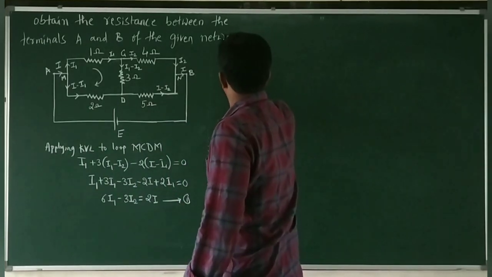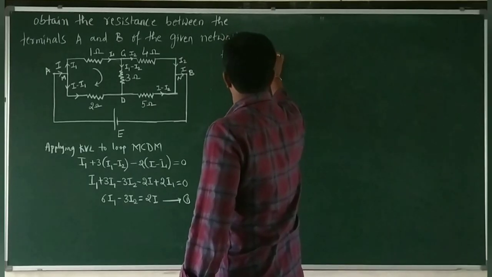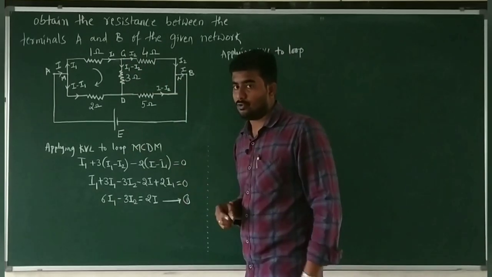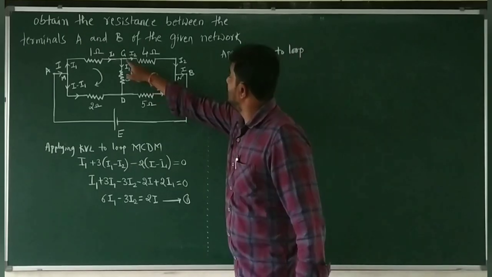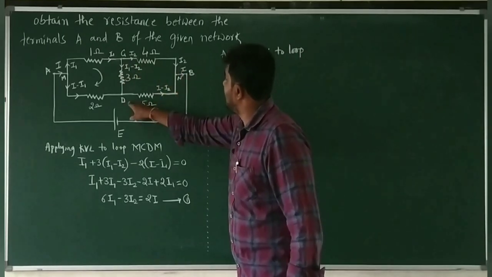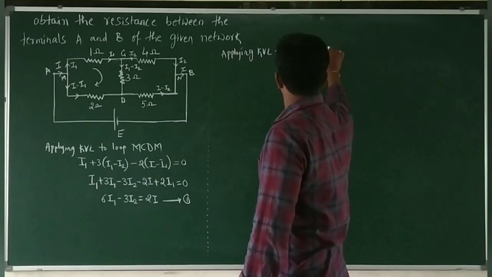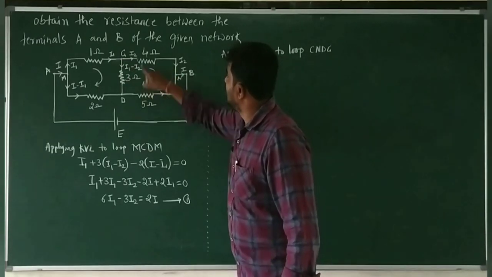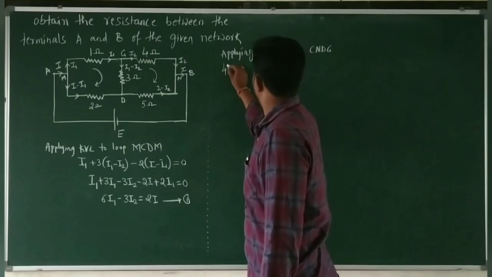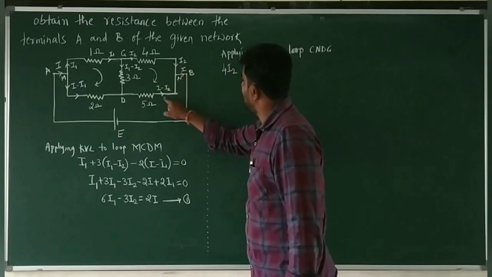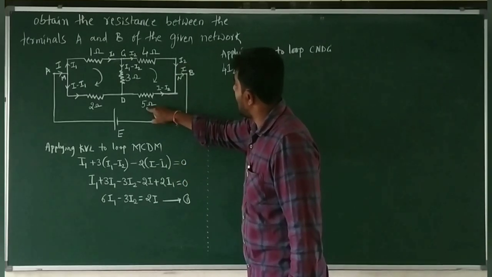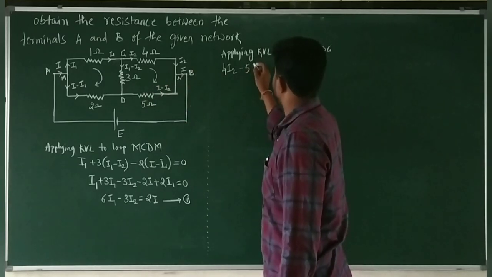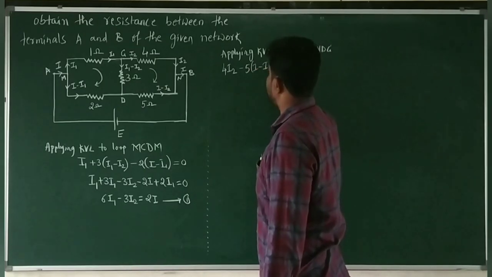Next, applying KVL to a loop. Three unknown quantities are there, I, I1 and I2. Even E is also unknown. So applying KVL to this loop, we shall take C, N, D, C. We start from this point and travel clockwise, and it is 4 multiplied with I2. I2 current is flowing this way. And here 5(I minus I2): the current is opposite to our movement, therefore it is negative, so minus 5(I minus I2), and we reach D.